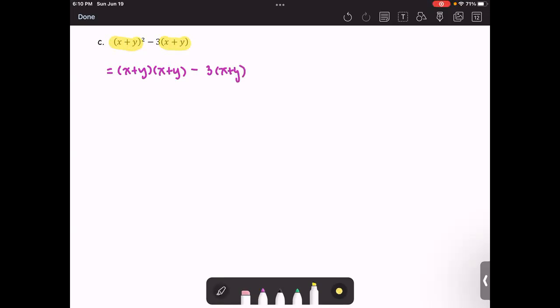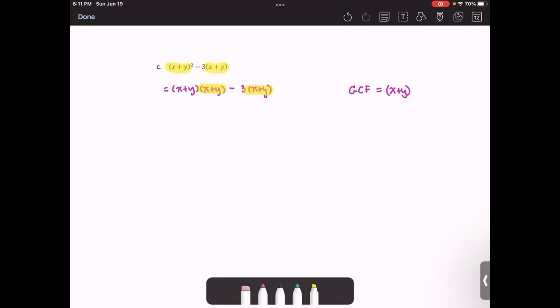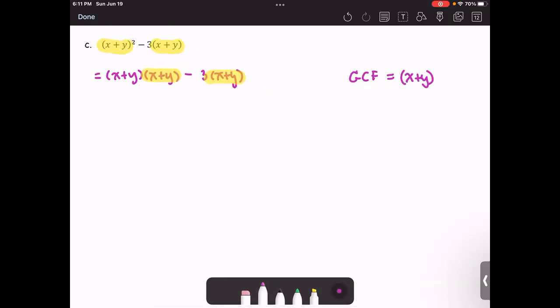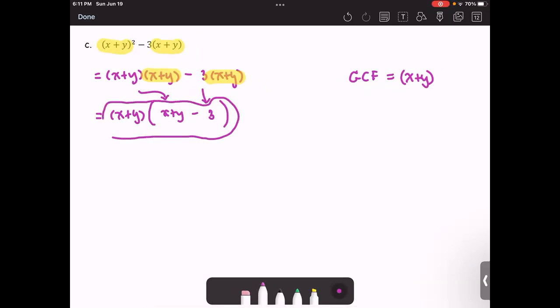With this way, we can identify the common factor, or the GCF. So we put a note here: the GCF for this example is the quantity x plus y in the parentheses. So we factor the GCF out of these two terms. Then we have x plus y, and then the remaining factor is x plus y in the other parentheses subtracted by 3. So now we have the simplified expression for part C.